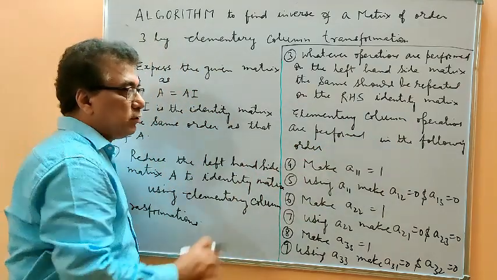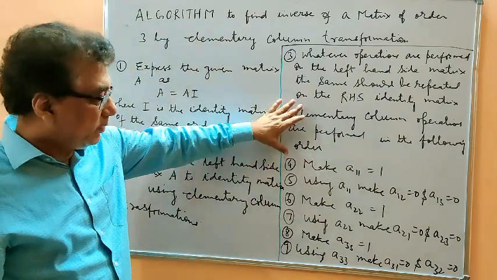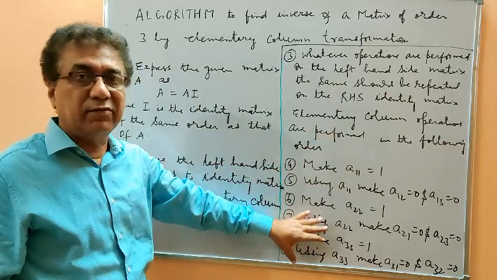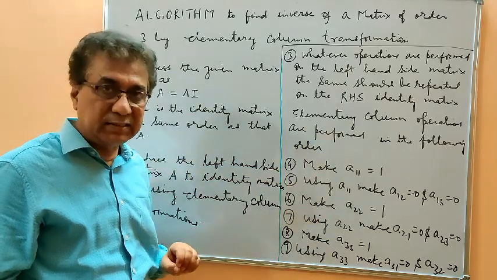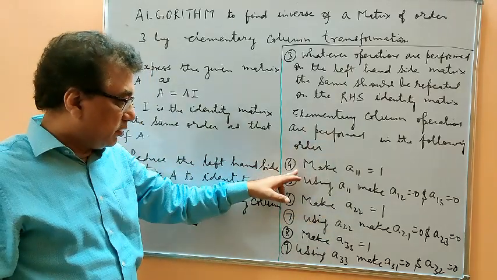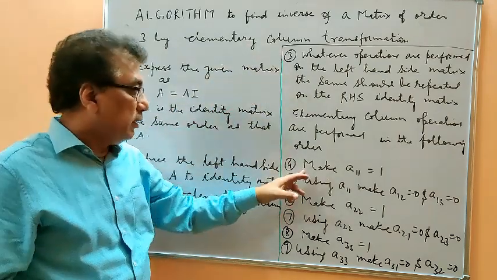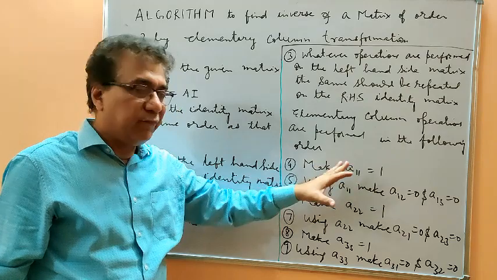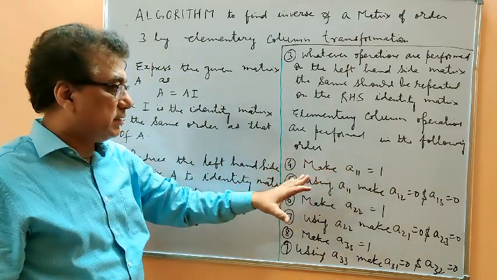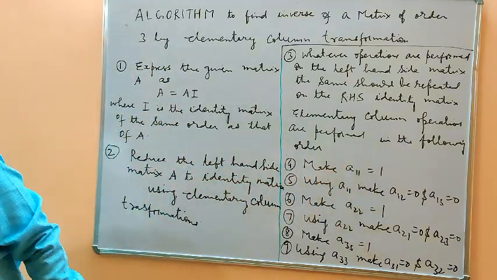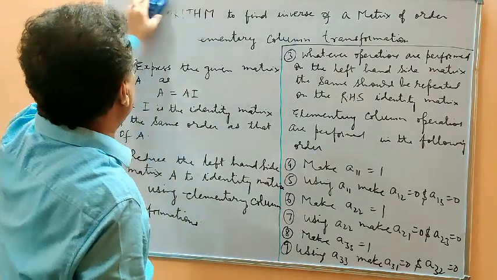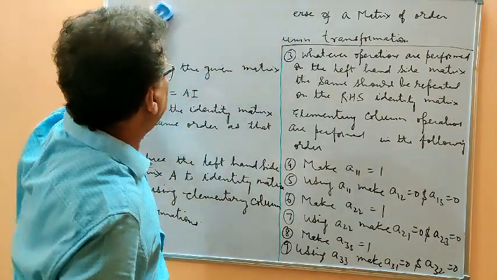Now the elementary column transformation should be performed strictly in the following order to get a speedy result. So these are the steps in sequence, that's why I have written 4 here after 3. First you have to make A11 as 1. I wish to explain here what is the meaning.